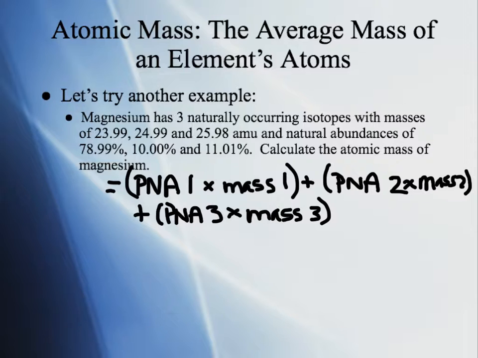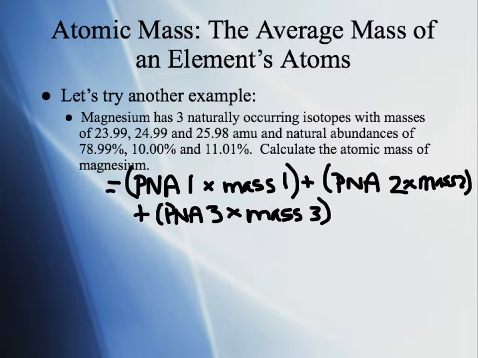Now, a lot of people ask, if we're doing the average, shouldn't we be dividing it by 3? The answer is no. We don't divide it by 3 because we are already taking into account the percentages of each isotope within the calculation itself. So we don't need to add these all together and then divide by 3, okay? Because we are already taking into account the percentages within our calculation.